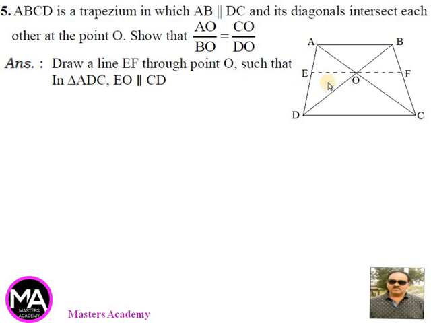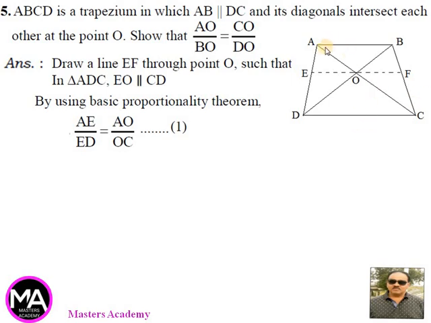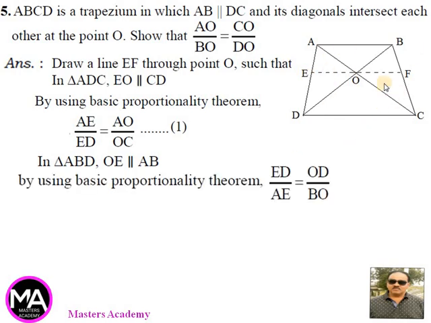Answer, draw a line EF through point O such that in triangle ADC, EO is parallel to CD. Using the basic proportionality theorem, AE by ED is equal to AO by CO. Call this equation 1. In triangle ABD, EO is parallel to AB. Using the basic proportionality theorem, ED by AE is equal to OD by BO. Taking the reciprocal, AE by ED is equal to BO by OD. Call this equation 2.